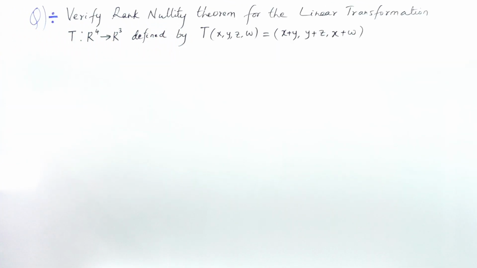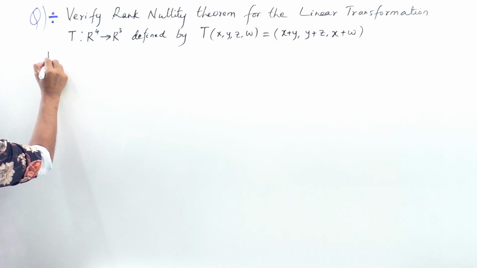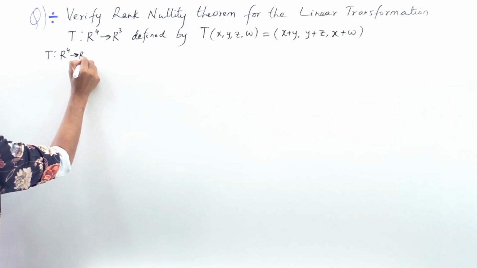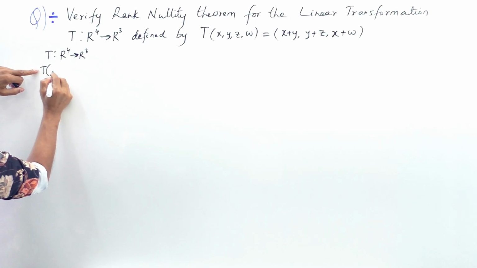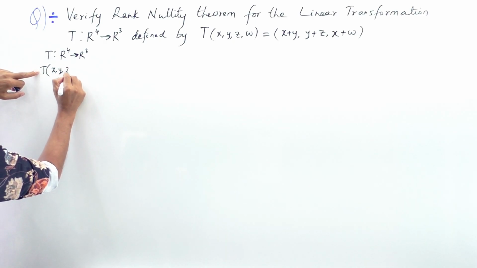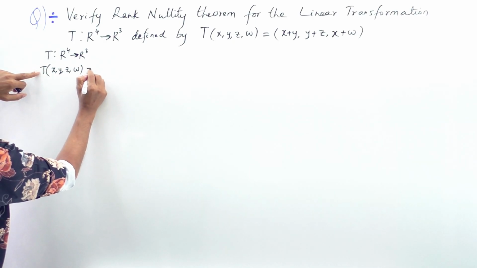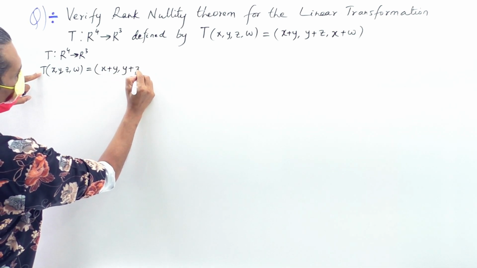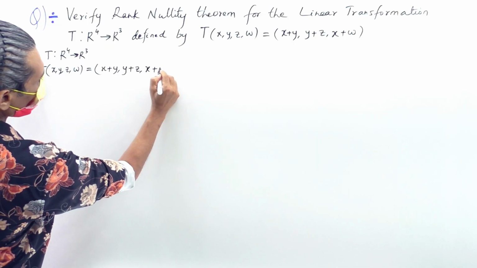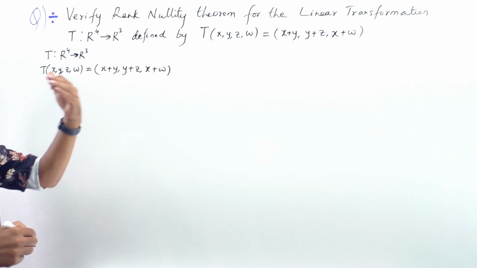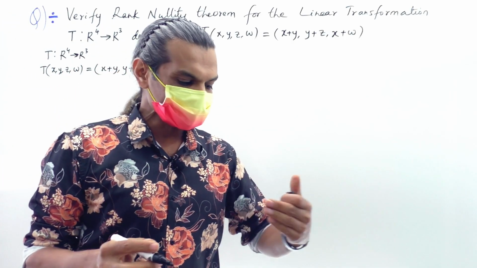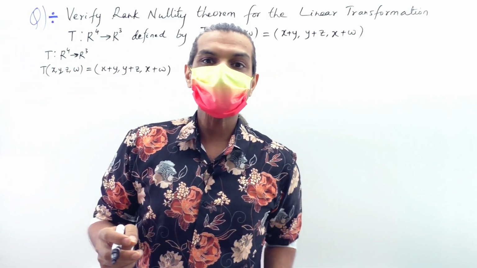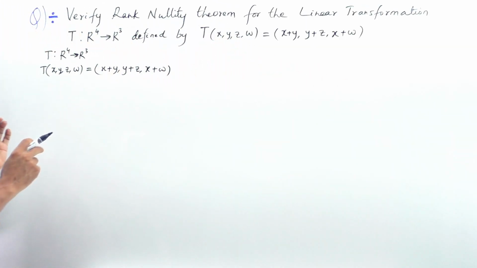Now, first I'll define it. So we have T from R^4 to R^3, and the transformation is defined by T of (x, y, z, w) equals (x + y, y + z, x + w). I can write the matrix A directly and find the rank, but I will not do that because the question has been discussed for around 6 to 7 marks. So let's solve everything step by step. I will solve this using the standard basis.